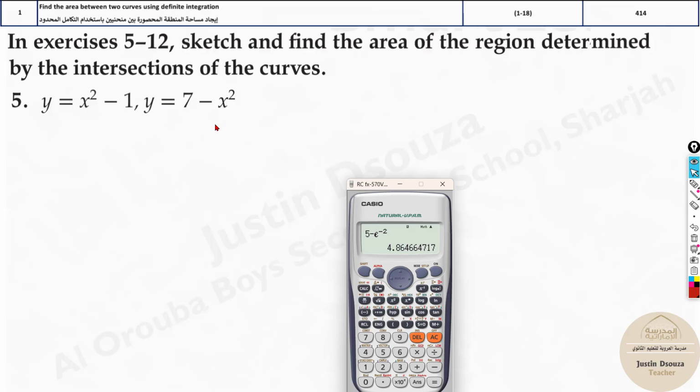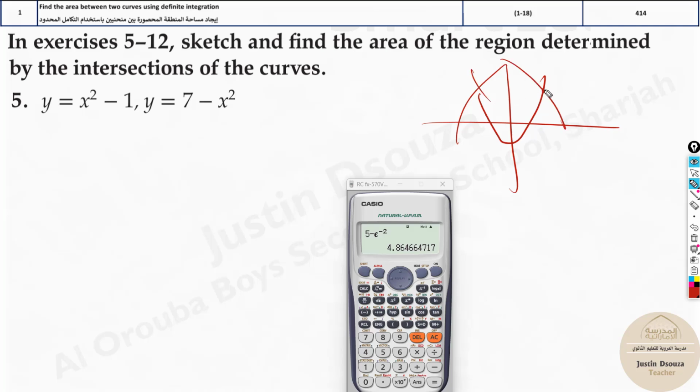Now, what if the limits are not given? In such problems, you need to find the limits. How do you find the limits? Now this is x squared. Even if you don't graph it accurately, it's fine. I'll just graph over here for this one. It's -1, so it's something like this. And it's 7 minus x squared. So it'll be positive, something like this.